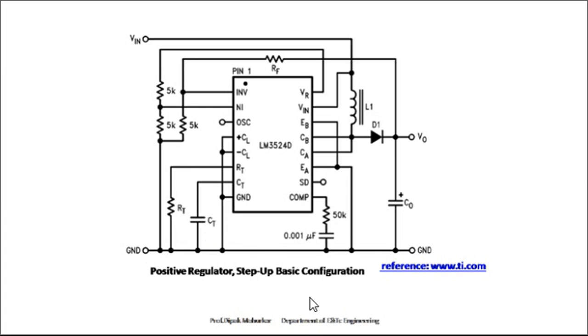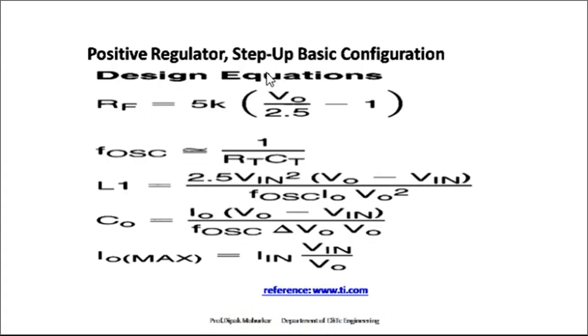So see what equations are given. Positive regulator step up basic configuration. Again the same equations are given on this respective website. Finding the resistor RF is equal to 5K times (output voltage upon 2.5 minus 1). Then oscillator frequency is equal to 1 upon RT into CT.